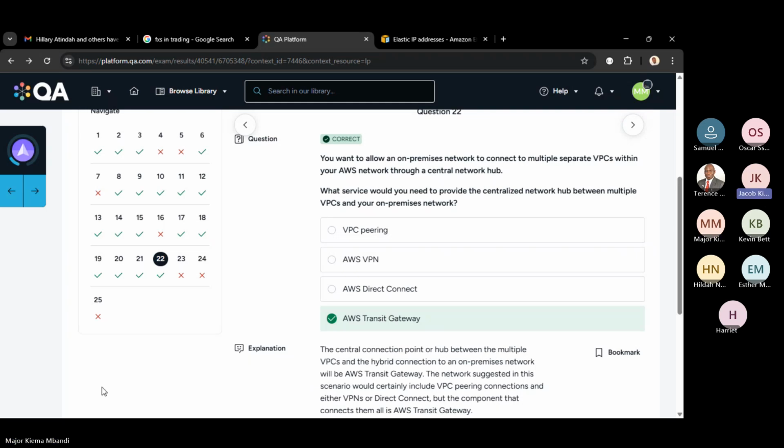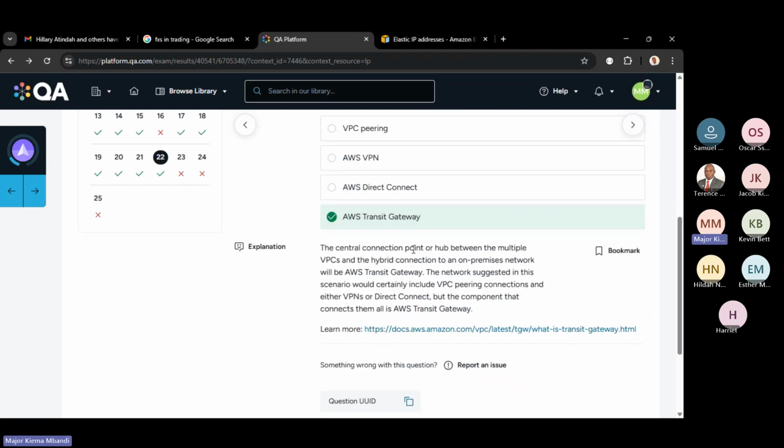Next question. Hilda can take on the next question. You want to allow an on-premises network to connect to multiple separate VPCs within your AWS network through a central network hub. What service would you need to provide the centralized network hub between multiple VPCs and your on-premises network? The answer is an AWS Transit Gateway. So for multiple, we need a transit gateway rather than one-to-one peering. If you know that, we can move.